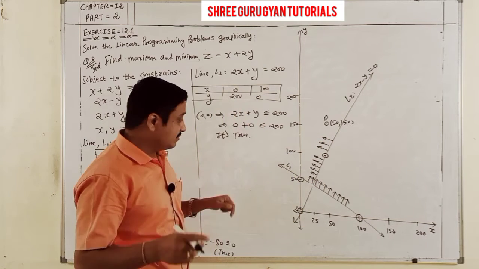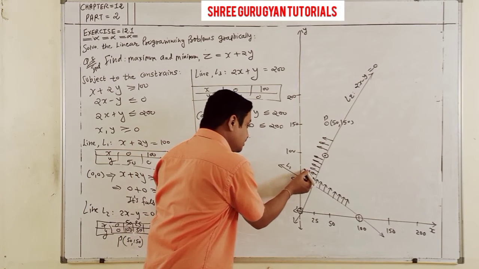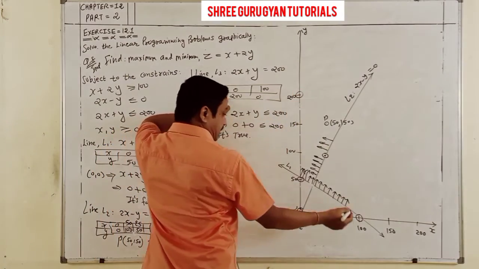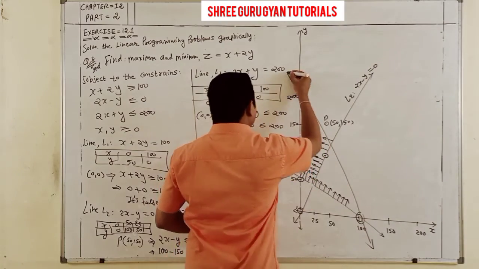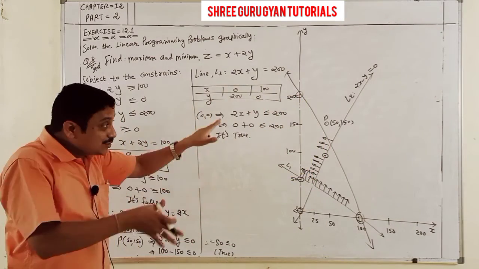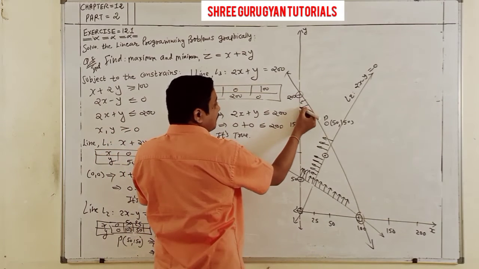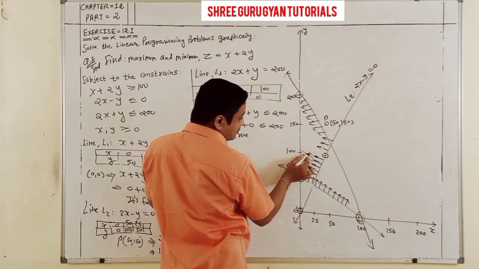Now the third line is remaining. Yes, in this portion both of the lines have common regions, and the third line is 0 to 200 and 100 to 0, and that is also a shaded portion. You know that it is also true, meaning towards the origin, this side you're shading here. Final shading, you get this one.